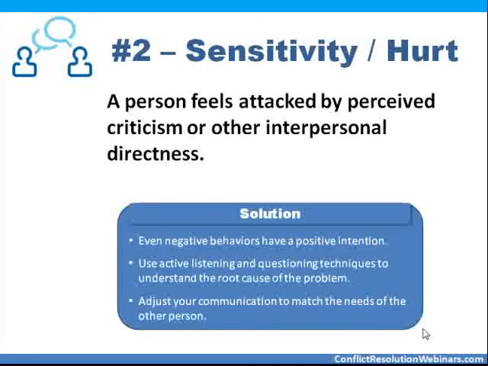So the solution is this. Even negative behaviors have a positive intention. This is one of my core teachings. As you go through my course, you'll find this out, that whenever somebody's doing something that seems to be negative, there's really a good reason behind it. We just have to find out what it is. The second solution is to use active listening and questioning techniques to understand the root cause of the problem. What are they really saying and what do they really mean by that? And then adjust your communication to match the needs of the other person, particularly if you're the one giving the offense.